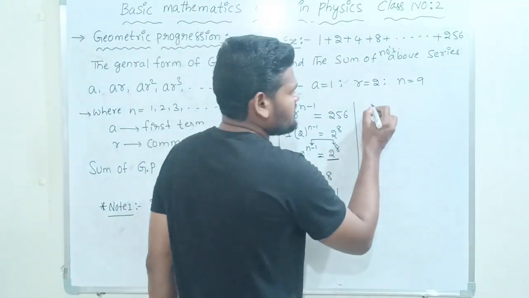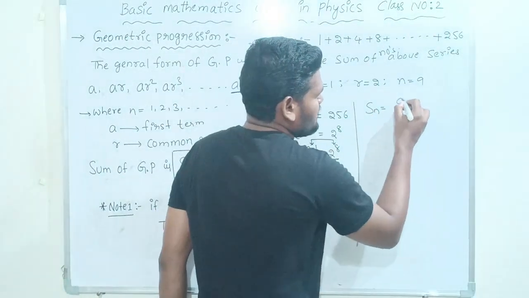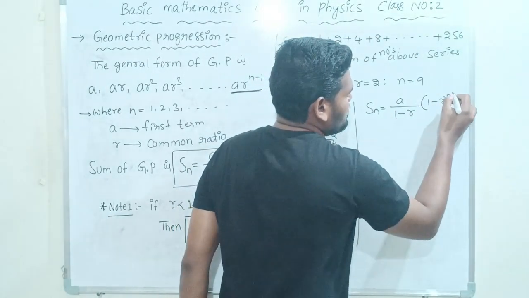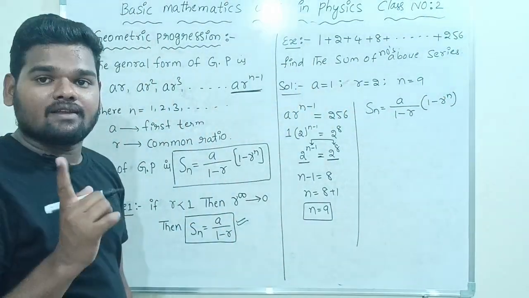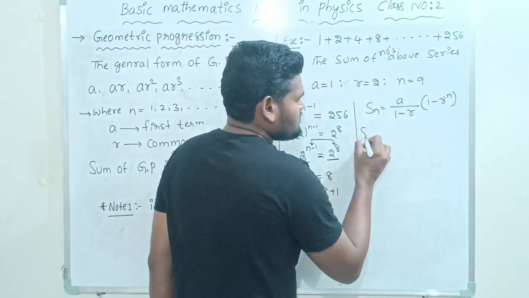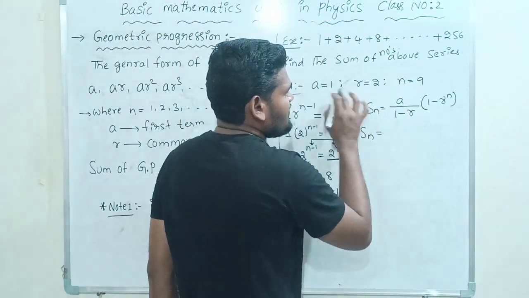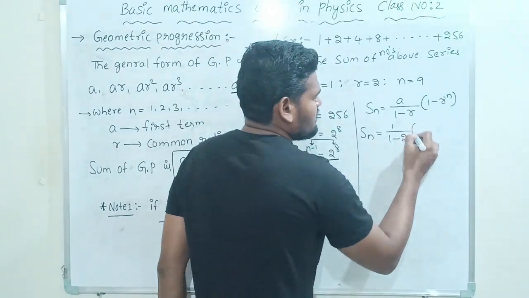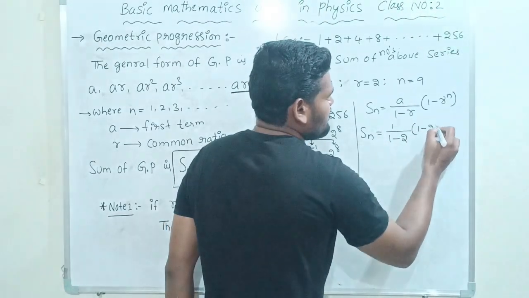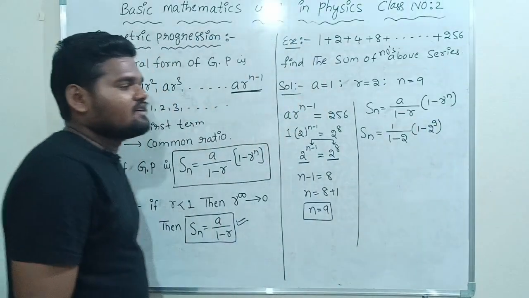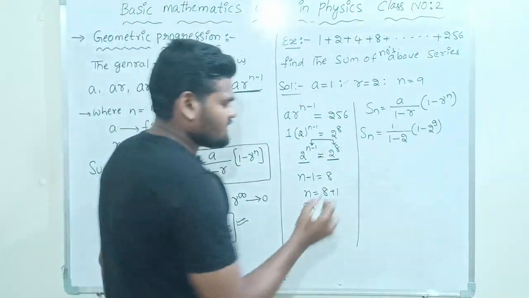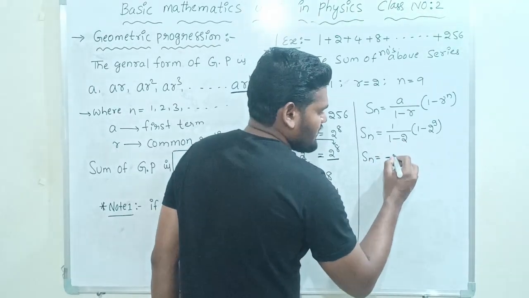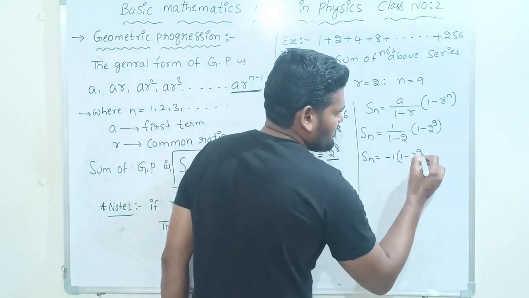Now let's find the sum of the numbers in the given series. What formula do we have to use? Sn is equal to a by 1 minus r into 1 minus r to the power of n. Is it clear? So Sn is equal to, a is nothing but 1, r is 2, 1 minus 2 to the power 9. Is it clear? So Sn is equal to 1 over 1 minus 2, into 1 minus 2 to the power 9.